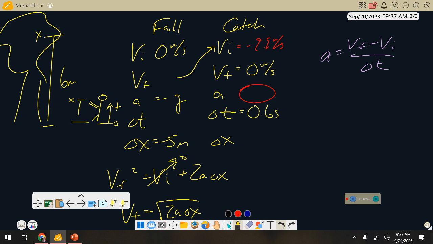Now, here's what I notice a lot of people making the mistake on. They do correctly cancel this, but they go, oh, this is super easy. I'm just going to take negative 9.9 divided by 0.6, and you get a negative 16.5 meters per second squared.